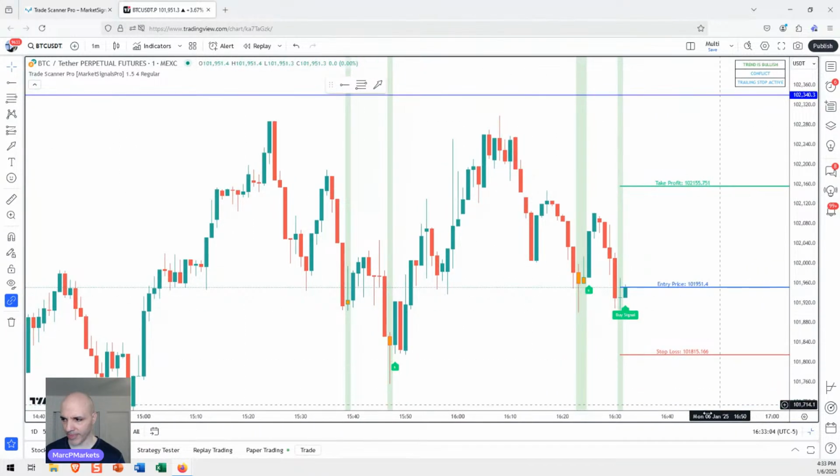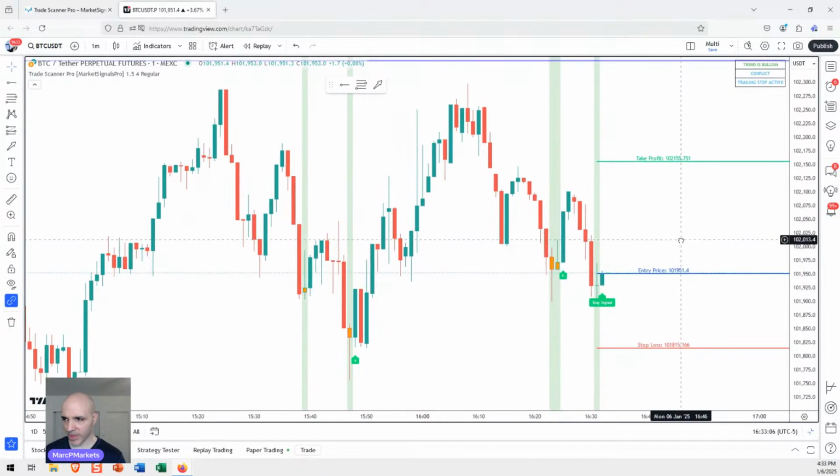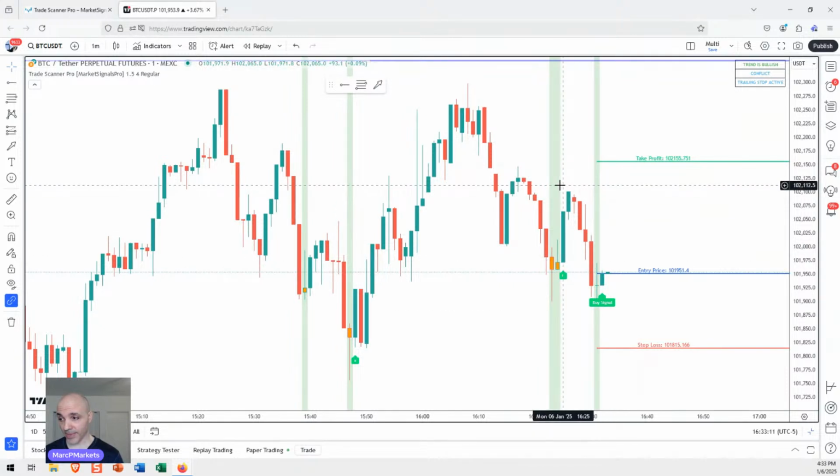There's the signal. Now, this is noisy. And this could be a high or low. Let's watch the next candle.